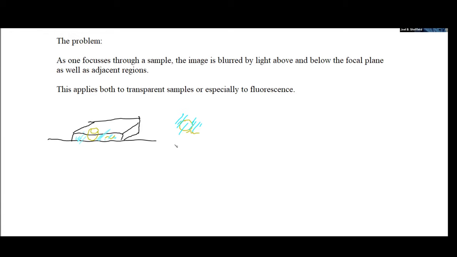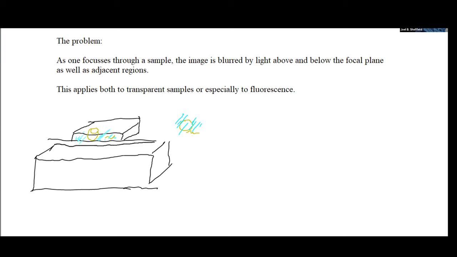Okay? So this was a problem that happened both to standard transmission microscopy, but especially it turns out to be an issue in fluorescence. So the question is, how does one deal with it? Well, let me draw this picture in a slightly different way and ask, what is going on with the light that comes from this sample? So I'll do it with fluorescence only because it's easier. But now what I've done here is I'm going to increase the scale. Okay, so my box is a lot bigger now. I think this can be helpful.